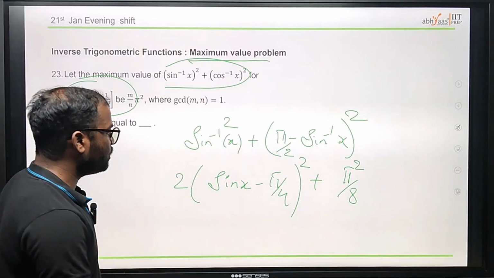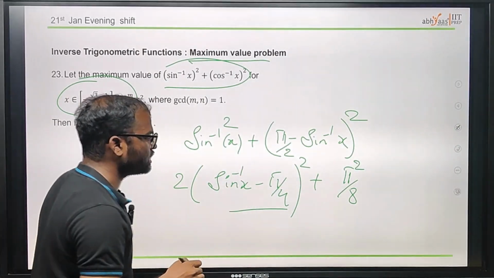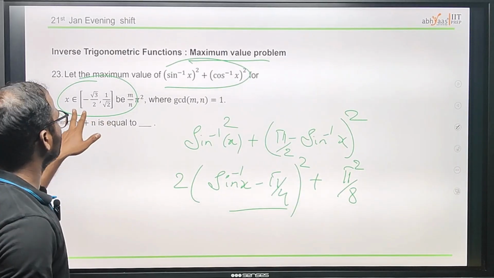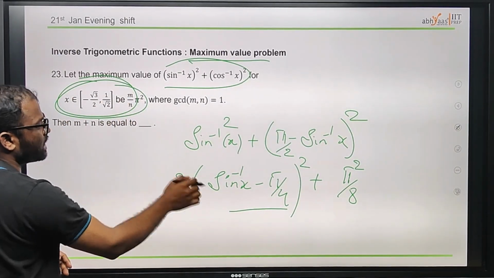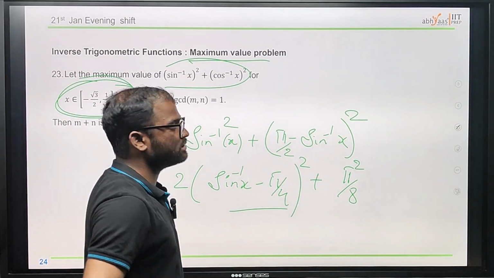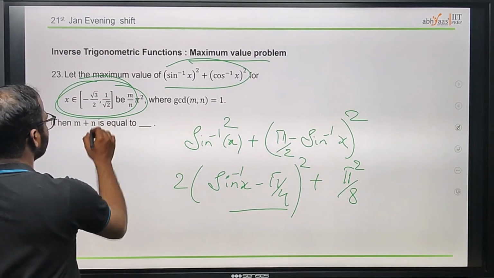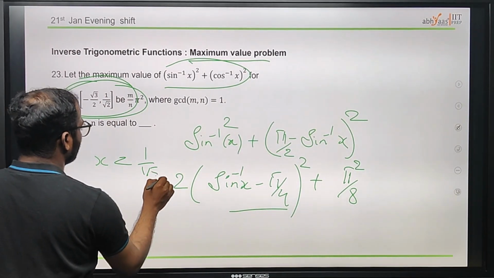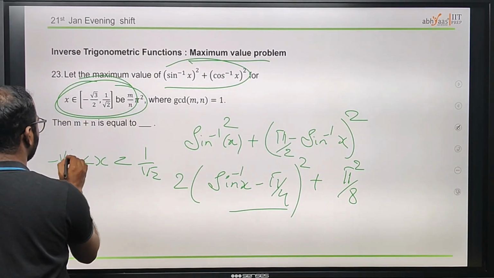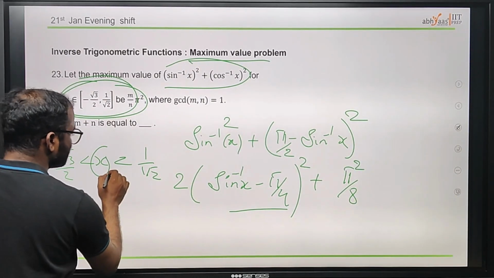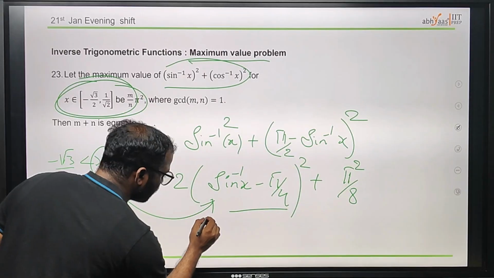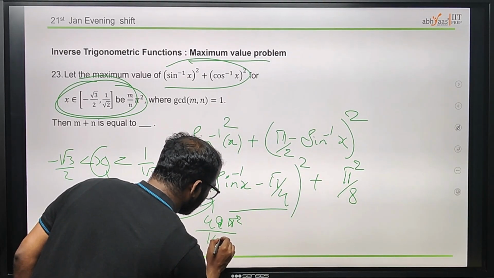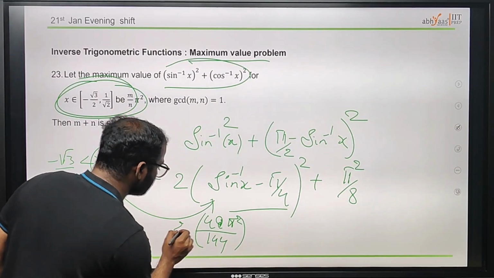After that we need to find whether sine inverse of x minus pi by 4 gives the maximum value of this. We need to find the maximum value first, and only after that can we add. Using the interval x between minus root 3 by 2 and 1 by root 2, we make it look like this, and we will have 49 pi square divided by 144, which is the maximum one.